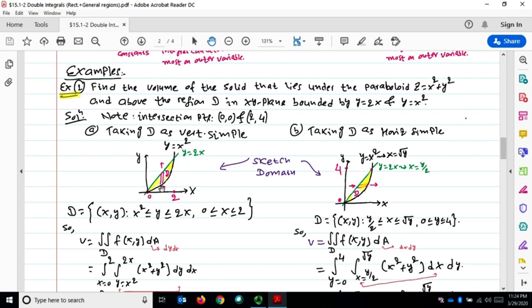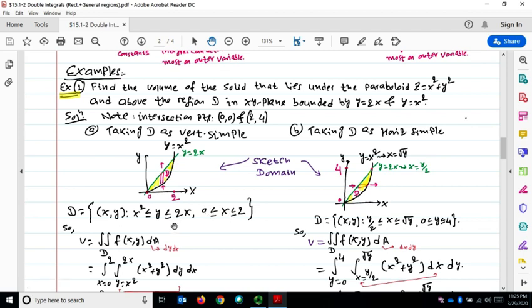The y bounds are given by the bottom curve, which is y equals x squared. So y equals x squared is your lower bound for y, and the upper bound for y is given by the top curve where we exit the domain. So y equals 2x is your upper bound for y. And to find the x limits, look on that domain for the minimum and maximum values of x. x is 0 to 2.